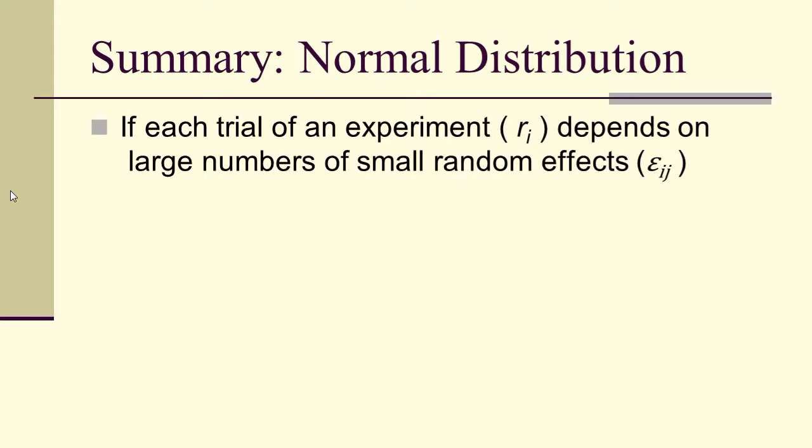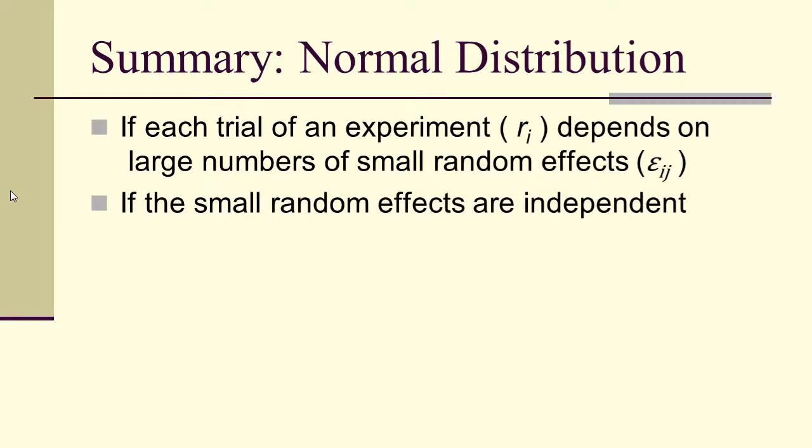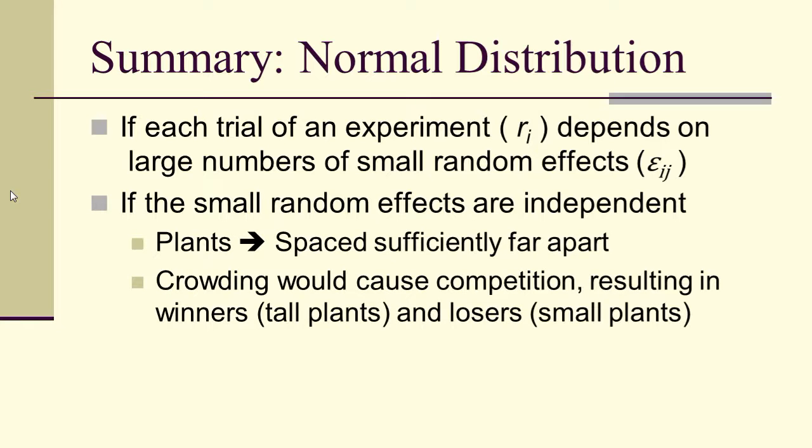So in summary, a normal distribution of each trial of an experiment depends on a large number of small random effects. And those small random effects need to be independent, for example, plants spaced far enough apart. Crowding would cause competition, and therefore you'd have winners and losers, so you would not have independence if the plants were crowded together. Just walk through the woods and see who the winners or losers are in terms of the trees, those that formed the canopy and those puny ones that didn't quite get up there.